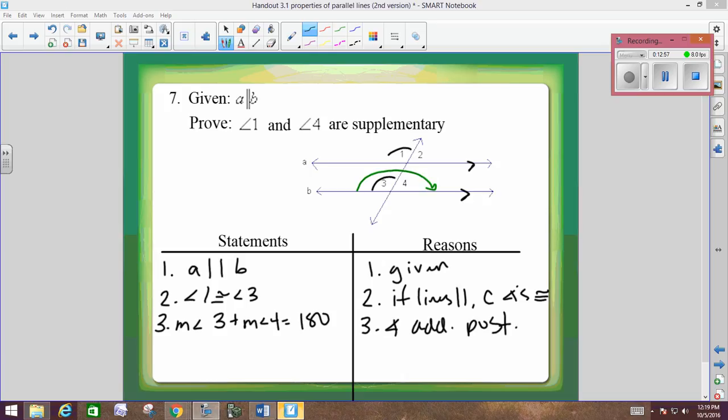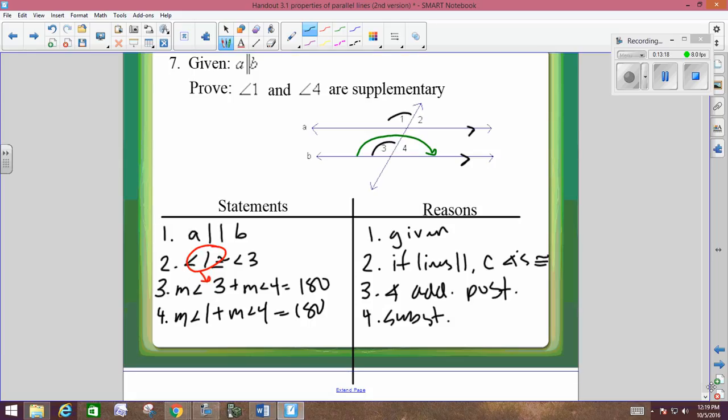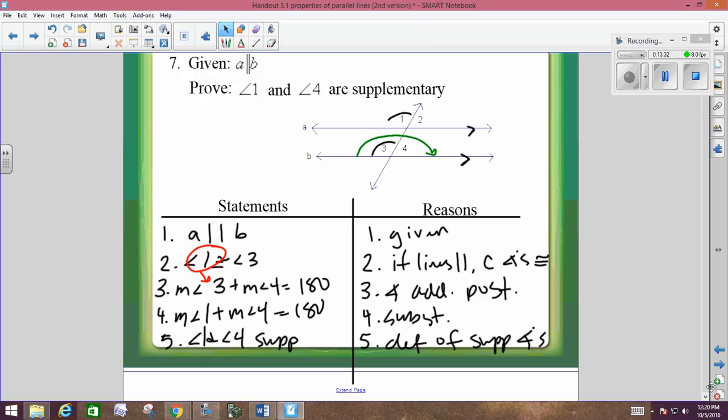And we're trying to prove that 1 and 4 are supplementary. Since 1 is congruent to 3, I can take angle 1 and substitute it down. So then it becomes the measure of 1 plus the measure of 4 equals 180. If I have 2 angles that add up to 180 degrees, what do we call those 2 angles? We call them supplementary. So angle 1 and angle 4 are supplementary. This would be by the definition of supplementary angles. Remember, you want your last step to match what you're trying to prove. Okay, that's one way to prove it.